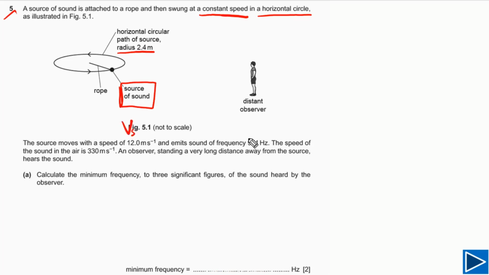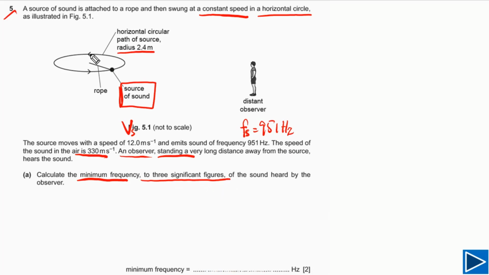And frequency of source is also given, means the frequency of sound produced by source is given, that is 950 hertz. So we can simply say this is fs. In this case, fs is equal to 950 hertz. And speed of sound in air is also given to us, and it is also given that observer is at rest. We need to calculate the minimum frequency, and in our answer we need to use three significant figures.